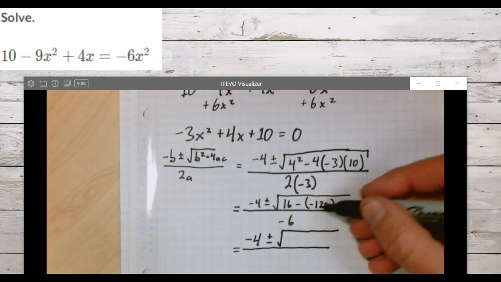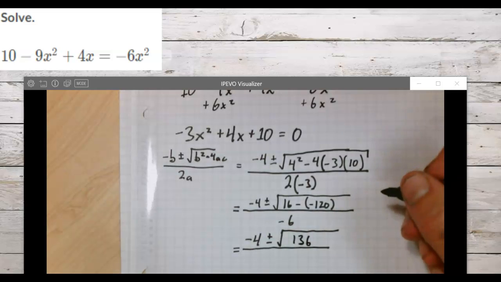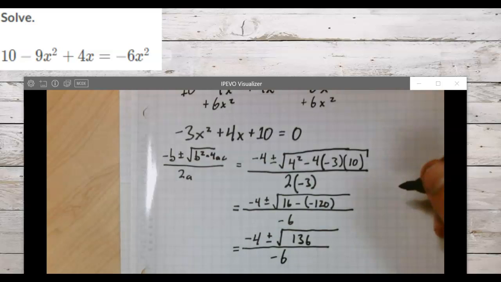So I think we're still lucky here. We still get a positive square root. 136. It's not, like, great. And 136, not a perfect square, right? 121 is a perfect square. 144 is a perfect square. Darn.